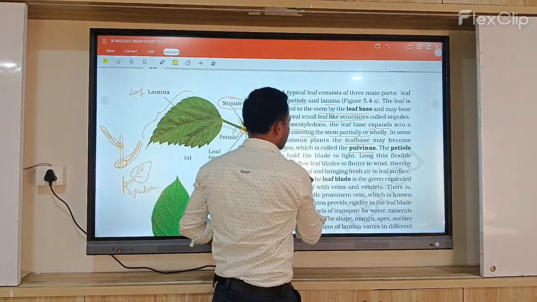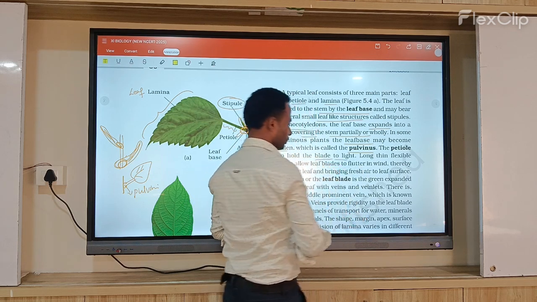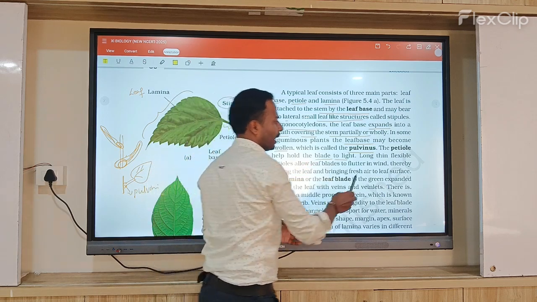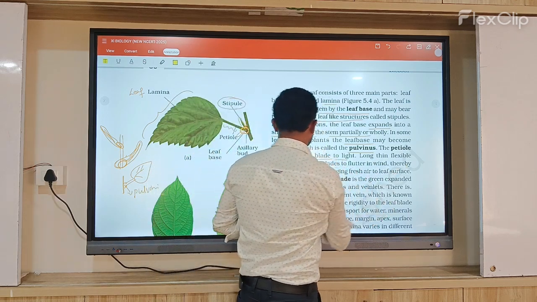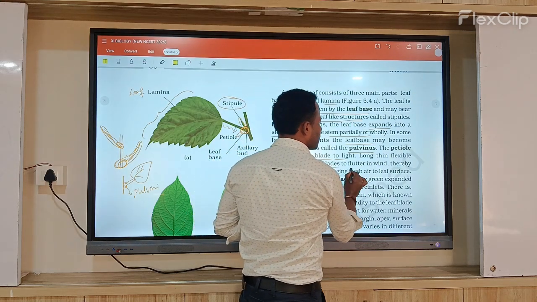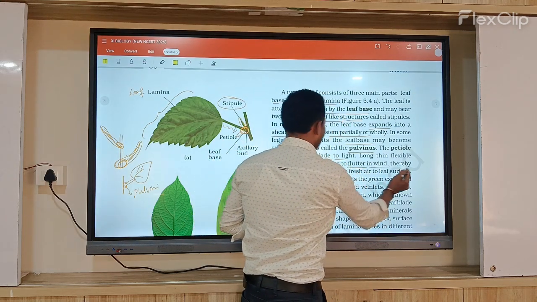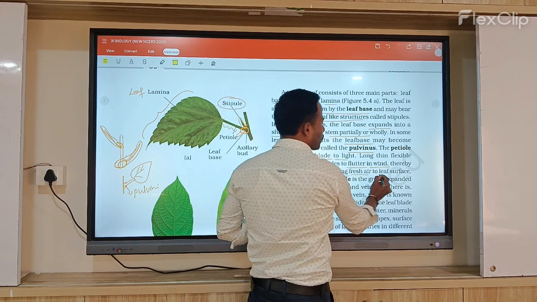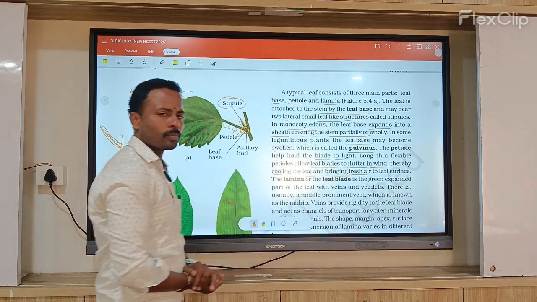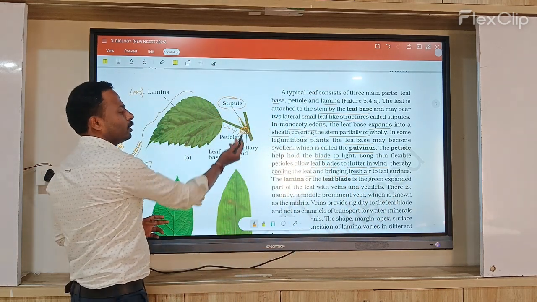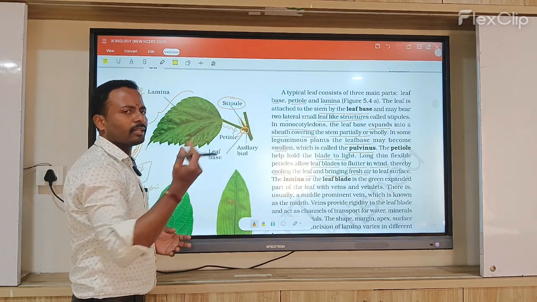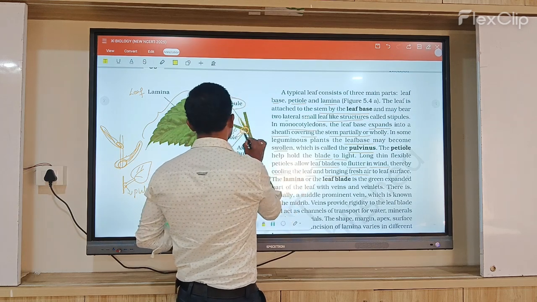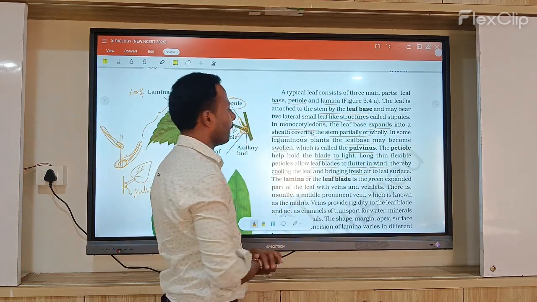Next, the petiole helps to hold the blade to light. The long, thin, flexible petioles allow the leaf blades to flutter in wind, thereby cooling the leaf and bringing fresh air to the leaf surface. This part is the petiole.